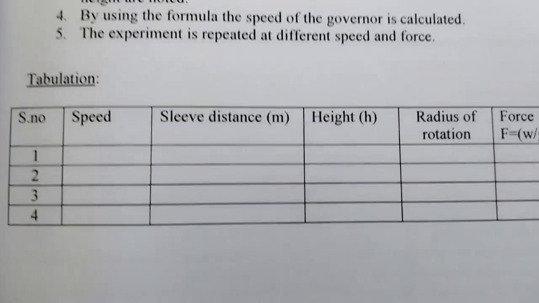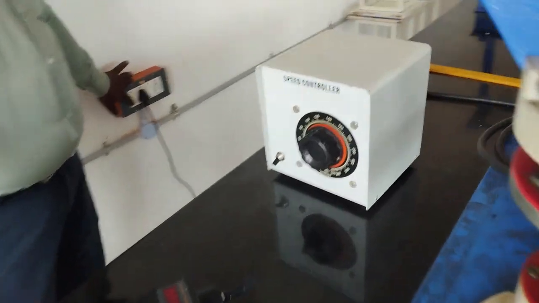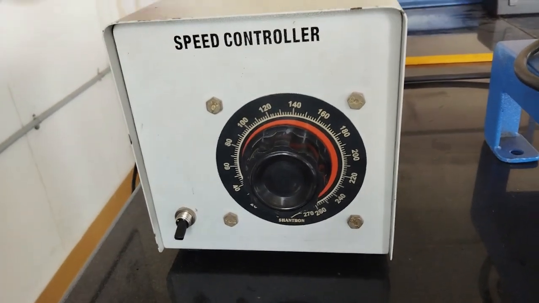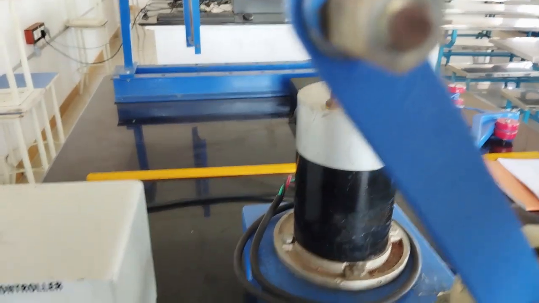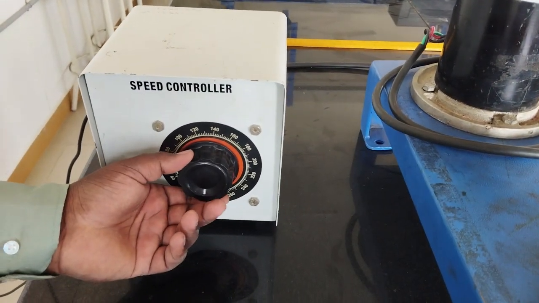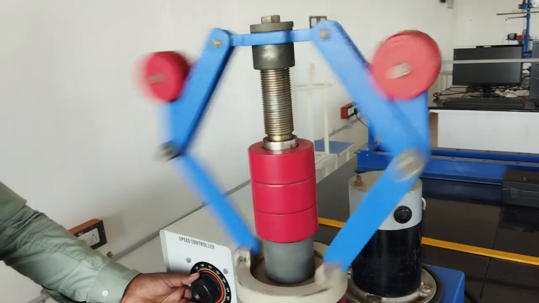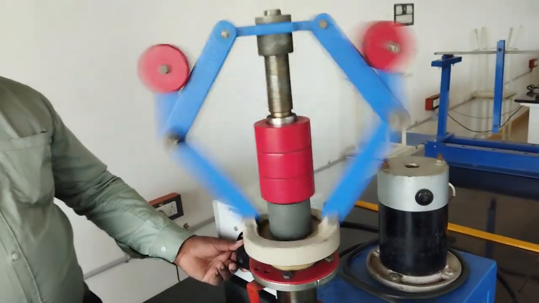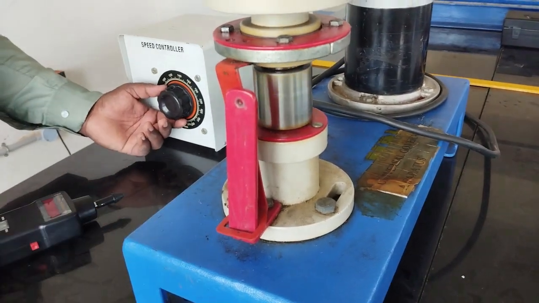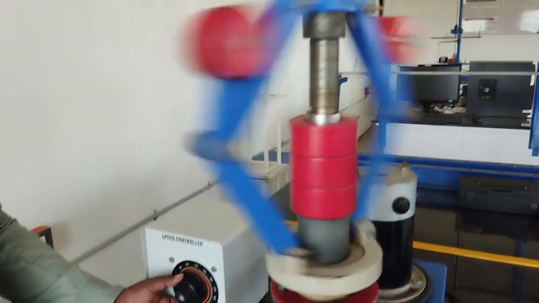So now we do the experiment. Now we are going to switch on the power supply. The power supply plug is connected to the speed controller, and the speed controller is connected with the DC motor. So we switch on the speed controller and gradually increase the speed. When the sleeve moves upward, at that speed we are going to note it. So this is the initial displacement speed.